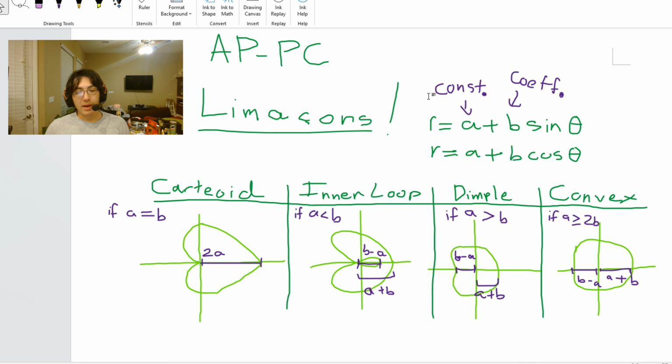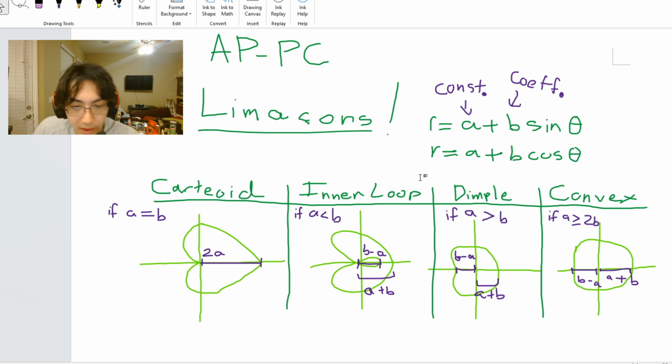So yeah, that wraps it up for this video. We covered cardioids, the inner loop, the dimple, and the convex limacon. Just for a quick summary, let's go over it. So first of all, we have our two equations. We have our constant A and our coefficient B, and then sine and cosine. The cardioid is simply a graph where the points solidly converge at 0. It's heart-shaped, and A and B are the same.